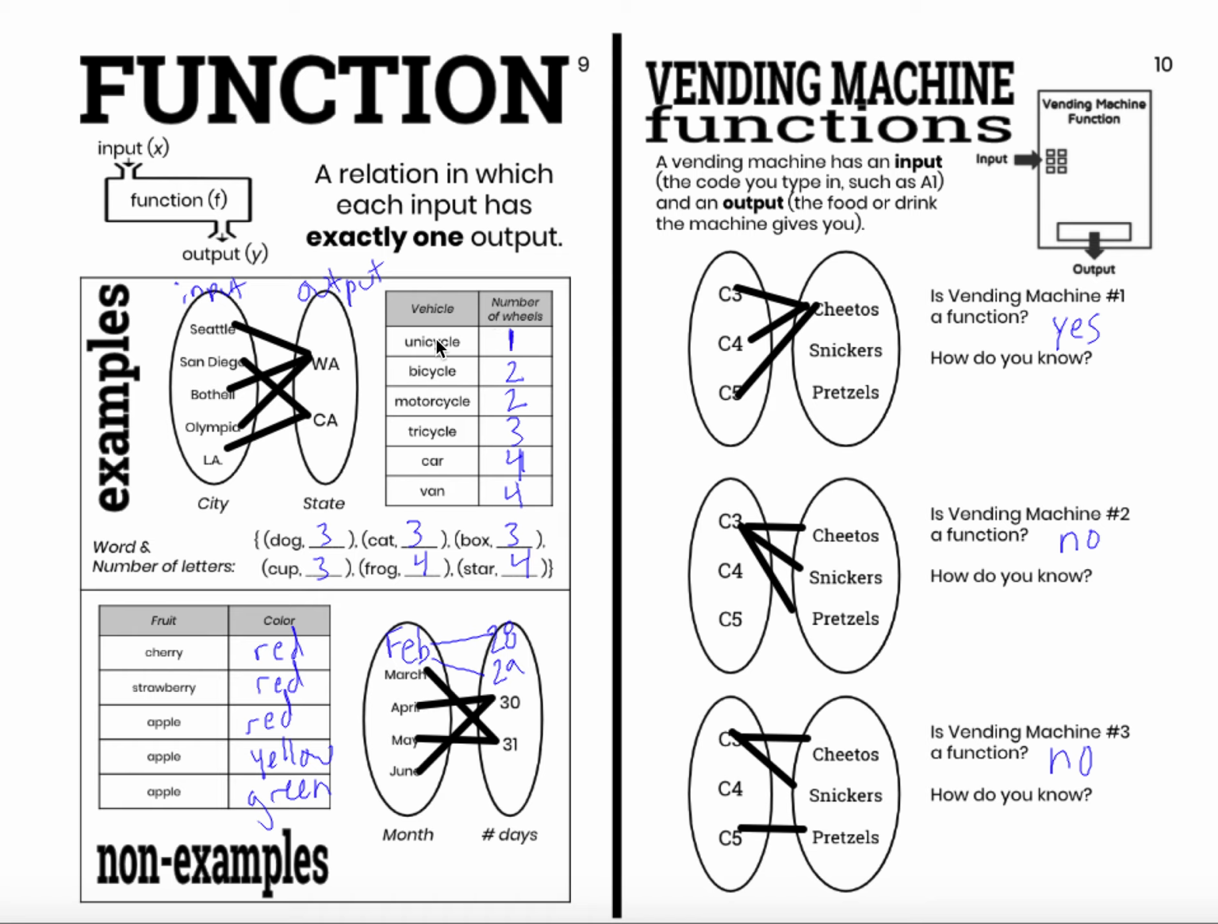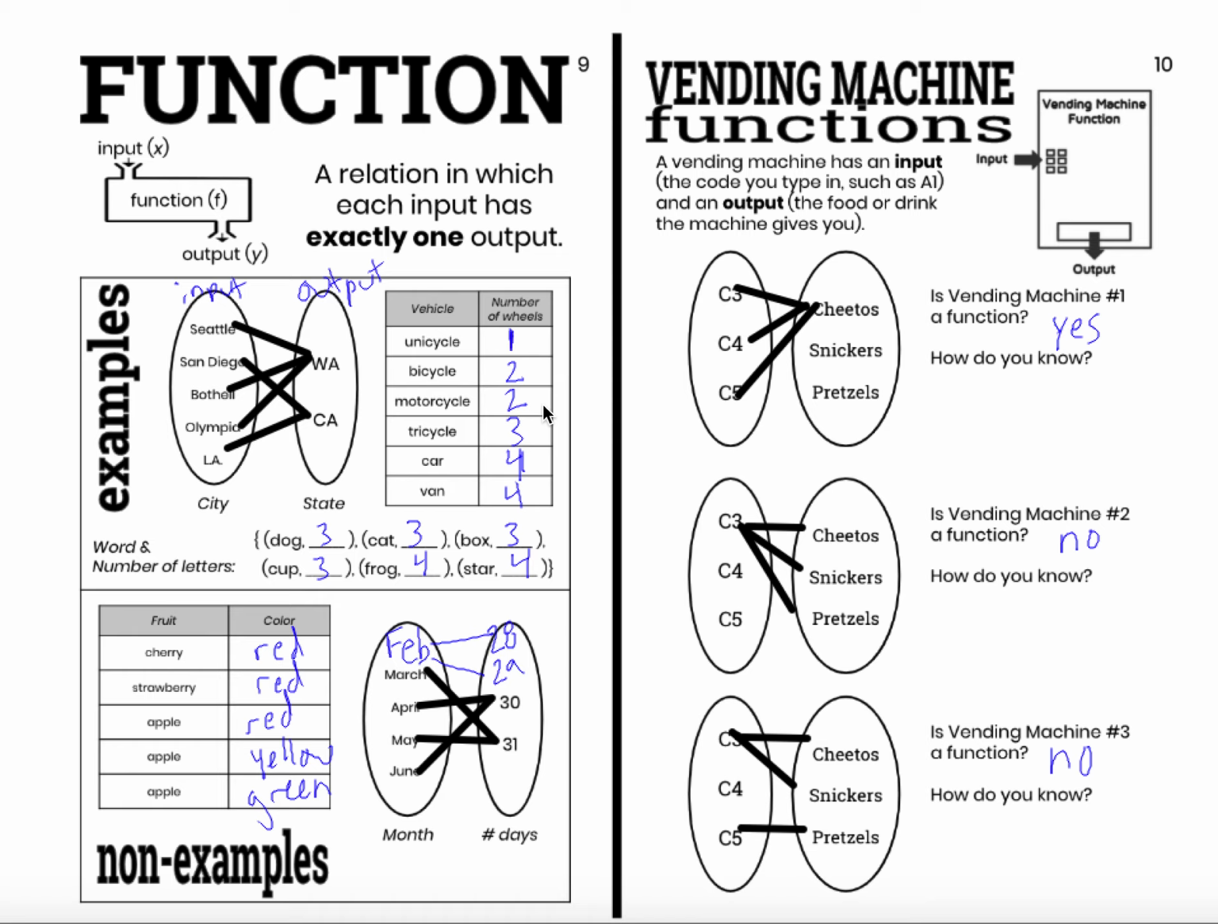Input of vehicle, asking how many wheels: always one on a unicycle. So input unicycle, output one wheel. Bicycle, we're going to assume that every bicycle has two wheels for this case. So input of bicycle, output is always two wheels. It's okay that both bicycles and motorcycles have two wheels, so two different inputs go to the same output. What's important is this predictable relationship between input and output. Input of bicycle, always output of two. Input of motorcycle, always output of two.